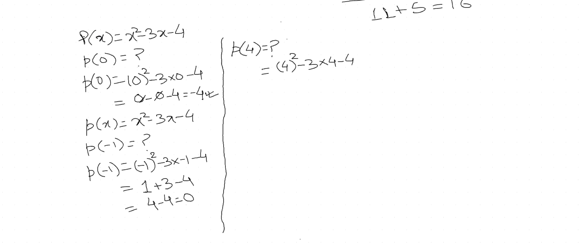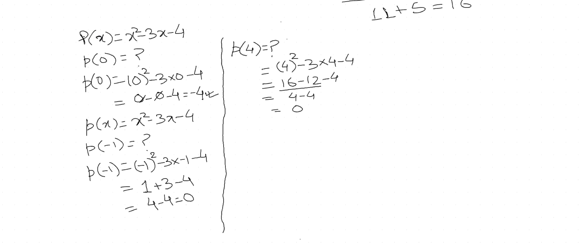Now 4 squared is how much? 16. 3 into 4 is how much? 12. And then you have minus 4 here. 16 minus 12 is how much? 4. 4 minus 4 is how much? 0. Got 0. Clear?